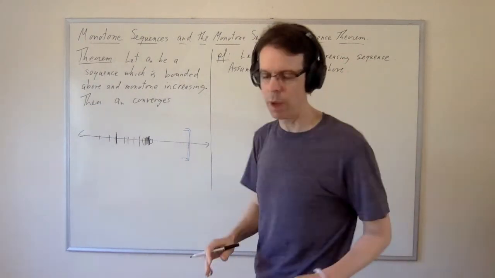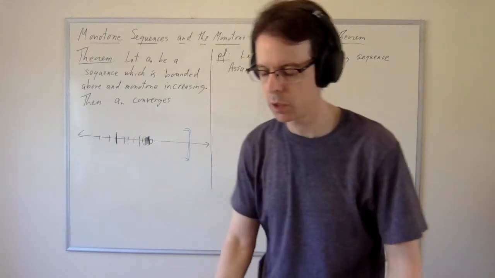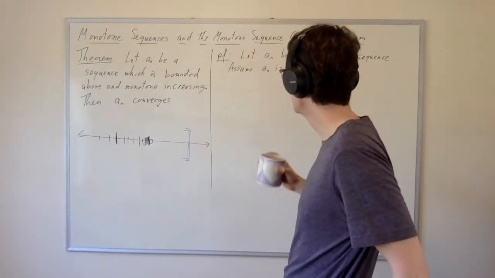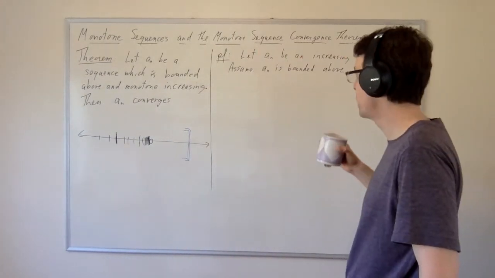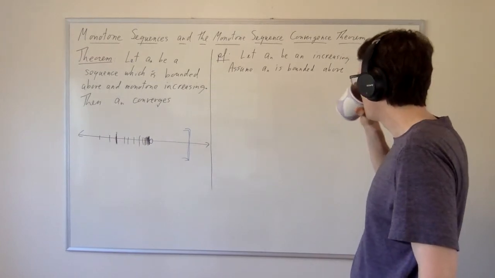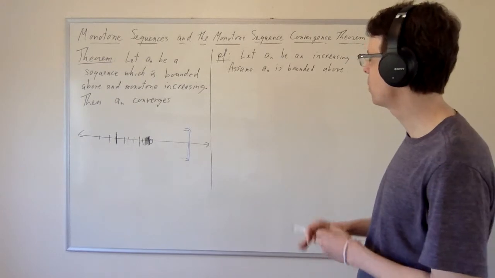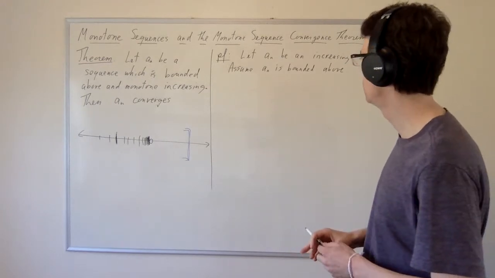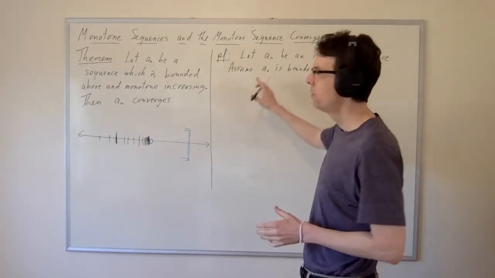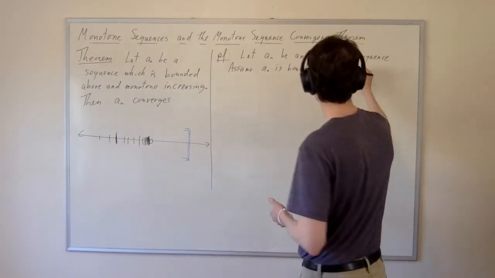So what does it mean that it's bounded above? It means all of the terms of this sequence are less than some fixed upper bound. That means that there must be some value out there, some real number, which is greater than all of these numbers a_n. And so that does actually give us something.